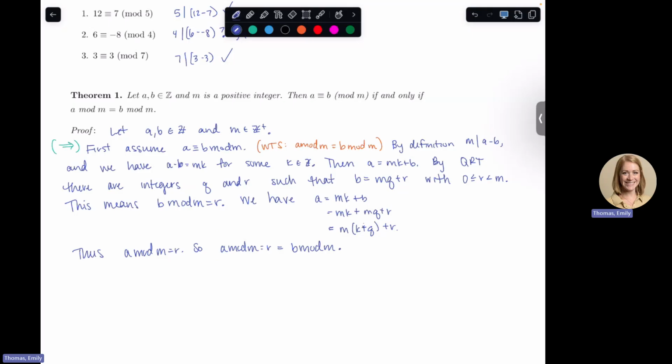Okay, so we are going to then start with that. So we're going to go this other way. So we're going to assume A mod M is equal to B mod M. And what we want to show here is that A is congruent to B mod M, or that M divides A minus B.